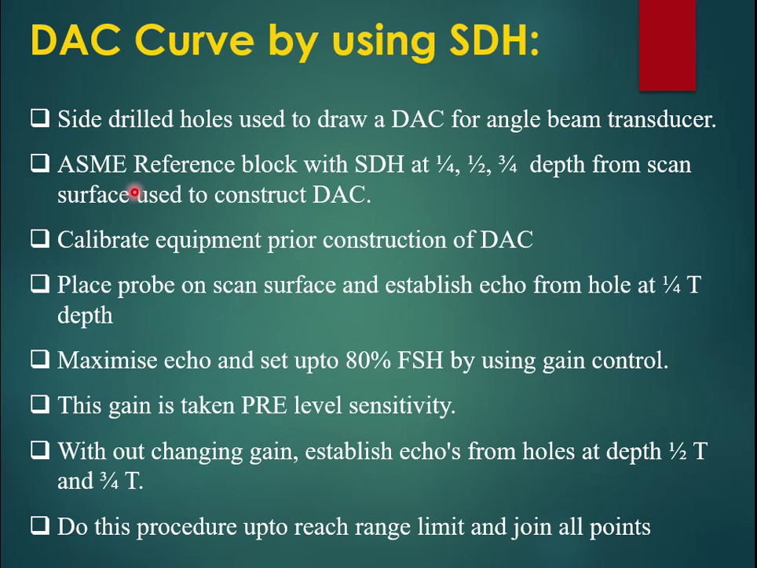Okay, look into the point. Side drilled holes are used to draw a DAC for angle beam transducers. The ASME reference block with side drilled holes at 1/4, 1/2, and 3/4 depths from the scan surface is used to construct the DAC curve. So we generally use the ASME reference block, which consists of side drilled holes, one at 1/4, the second at half, and the third at 3/4 depths from the scan surfaces.